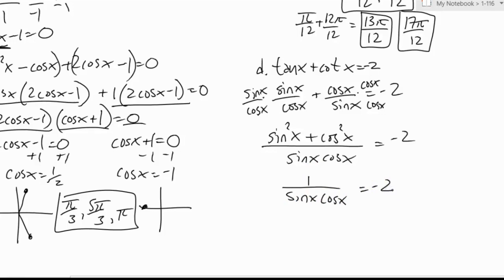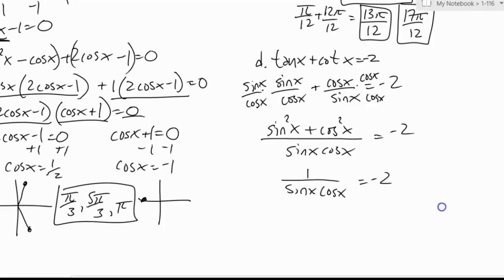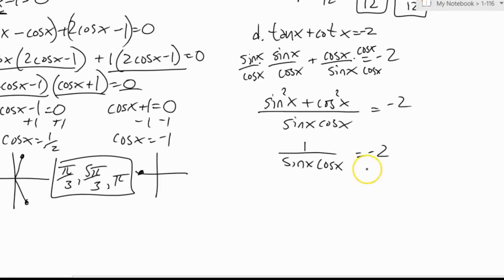Now, there's a few things I can do. I don't really like having sine and cosine in my denominator. I'd rather have sine cosine as equal to a fraction. So I'm going to multiply by sine cosine. Sine x, don't just write sine, that doesn't make any sense. Do that on both sides, cancels. I get 1 equals -2 sine cosine.